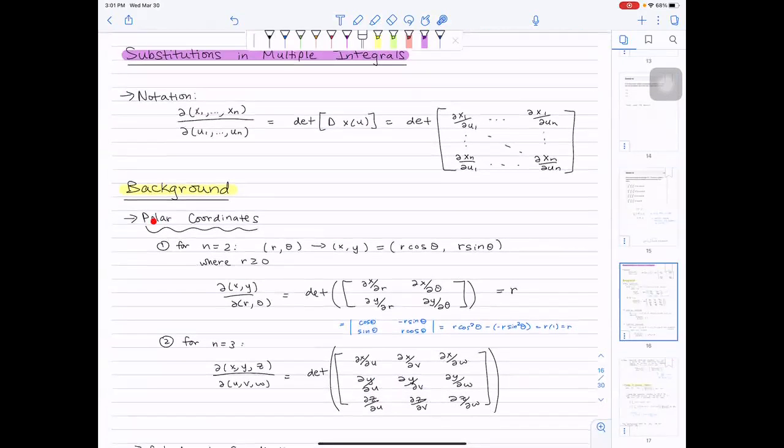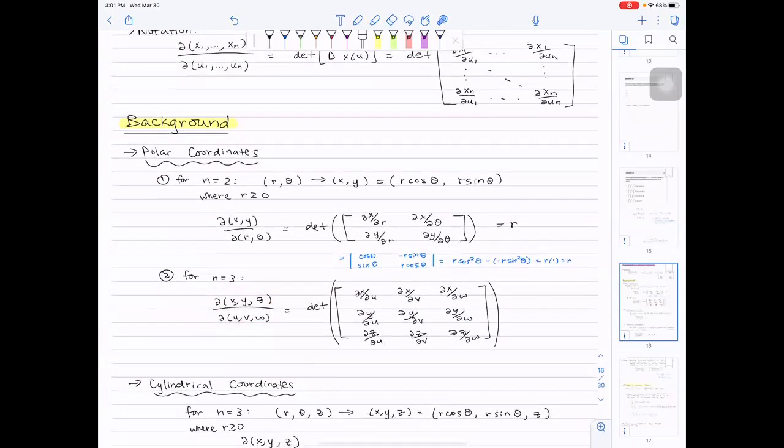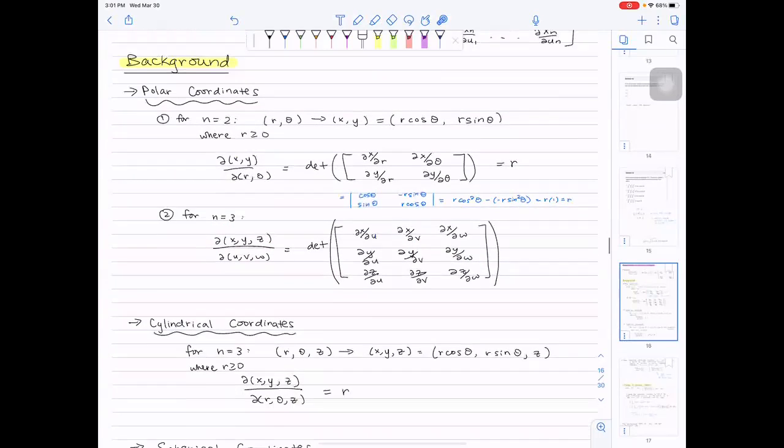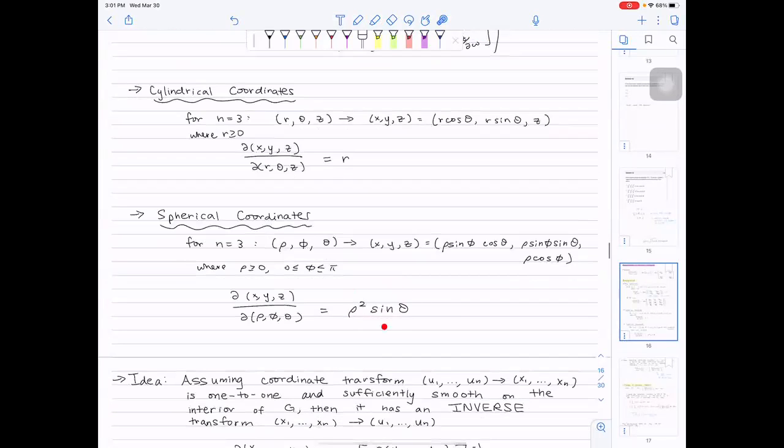So specifically, think about polar coordinates. If we're converting from r, theta to x, y, and we want to find the derivative matrix of this and take the determinant, you end up getting r. You could do the same thing for 3 dimensions. I won't calculate that though, that's a bit more work. For spherical coordinates, you'll see that you get rho squared sine phi.